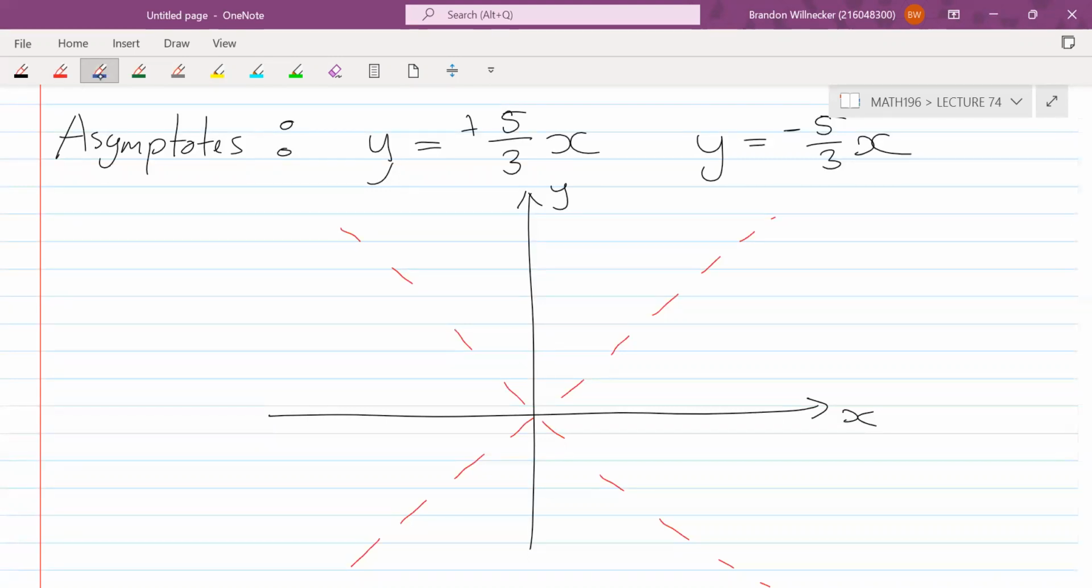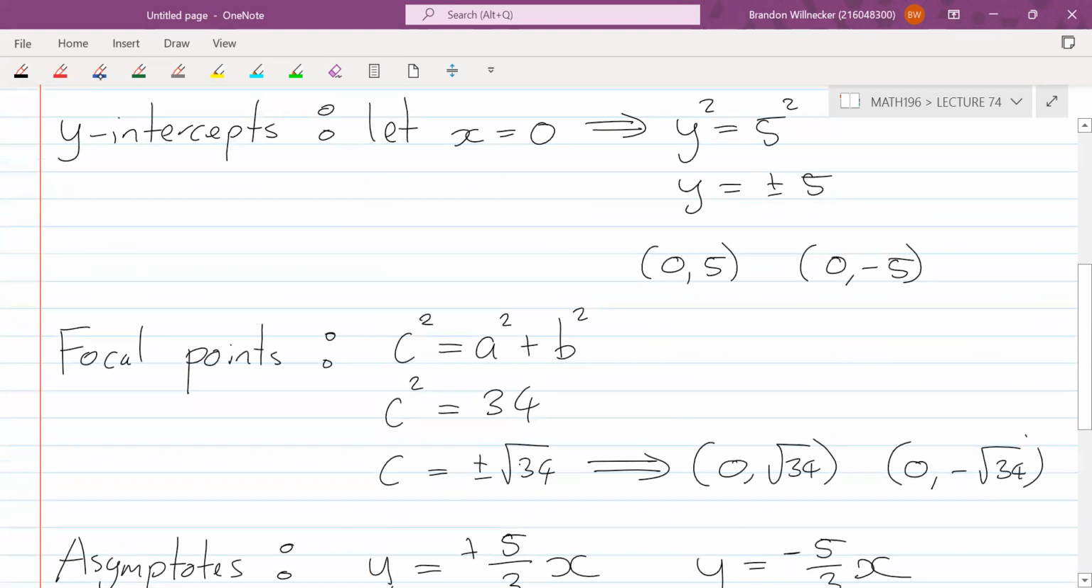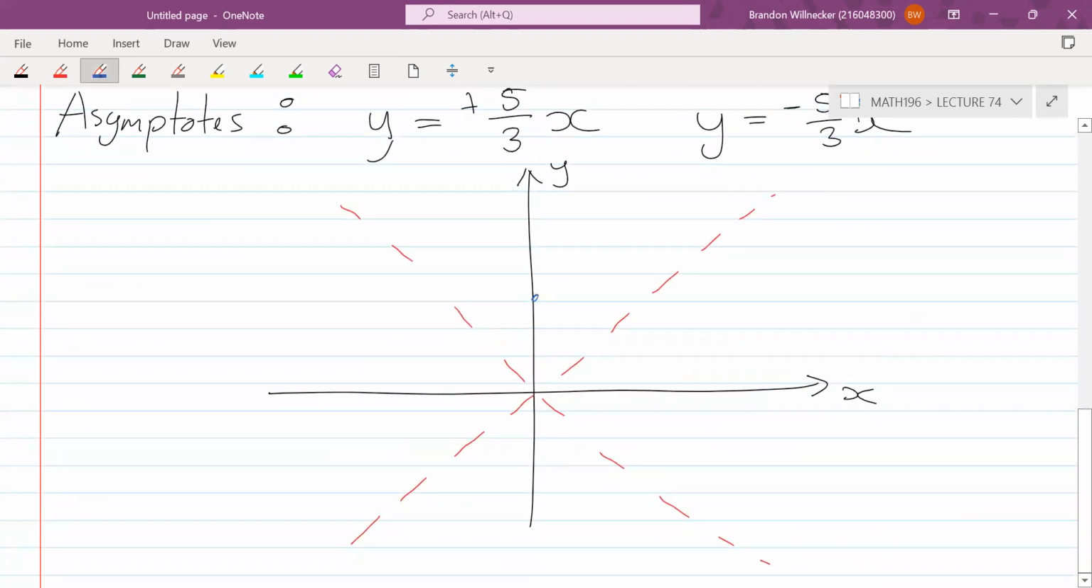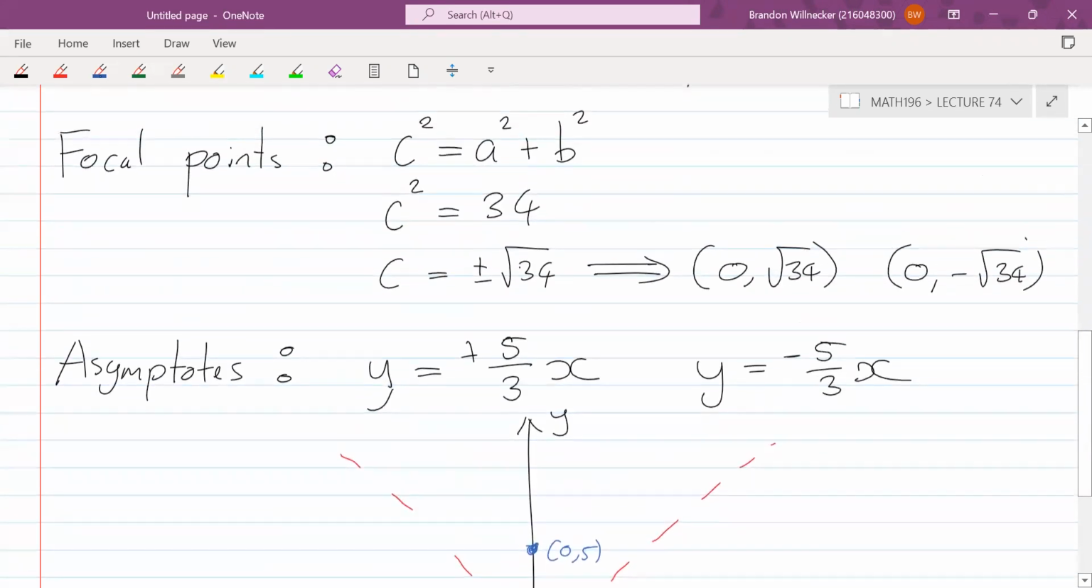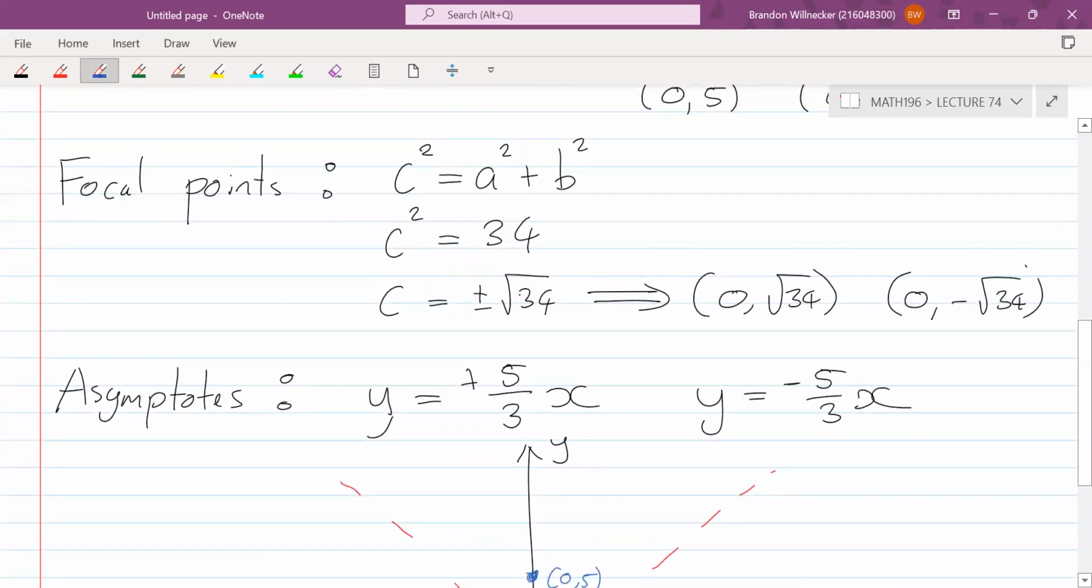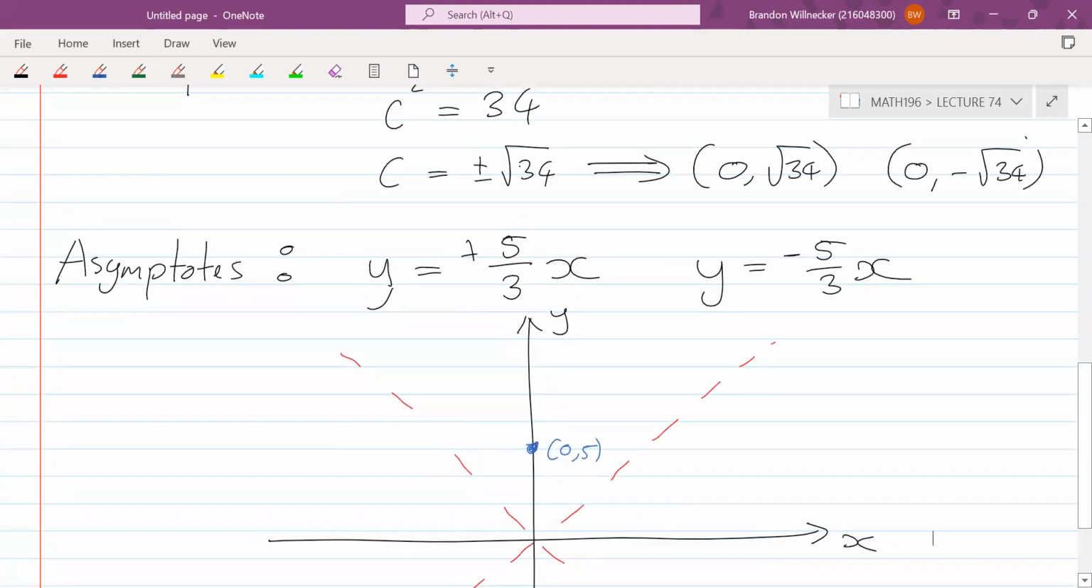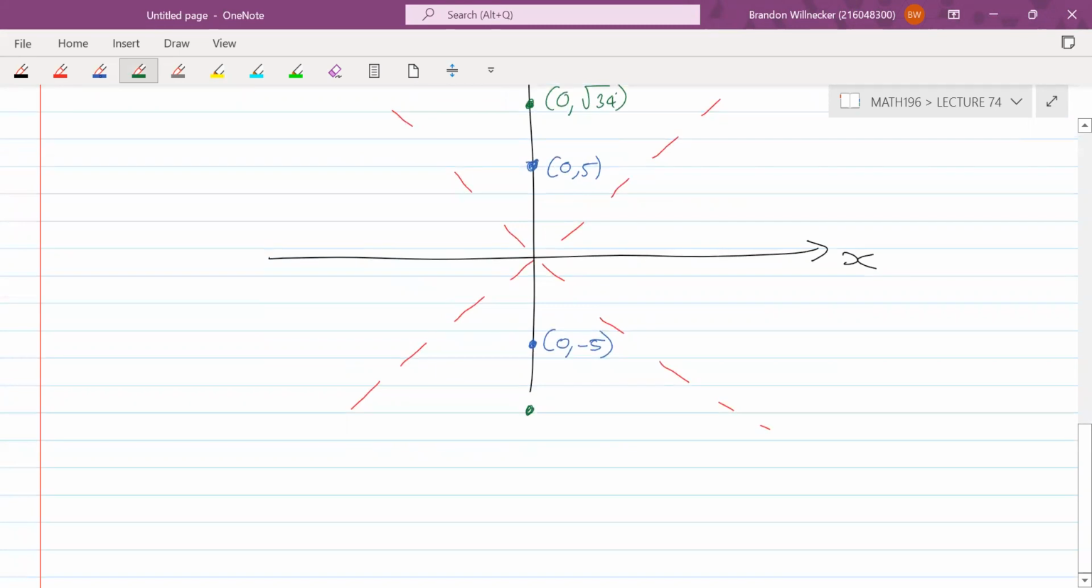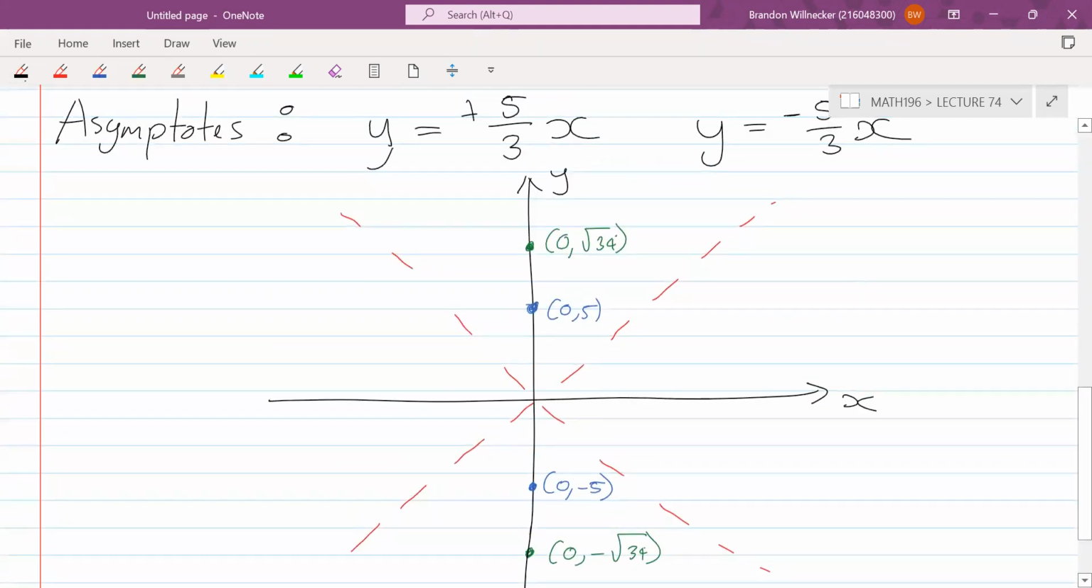Okay, let's put in our y-intercepts. It's going to be (0, 5) and (0, minus 5), so let's say over here and over here. And then the focal points, that is (0, root 34) and (0, minus root 34). So that's somewhere just above 5, so here, (0, root 34), and somewhere just below minus 5, so somewhere here, (0, minus root 34). Okay, so that's all the points that we need.